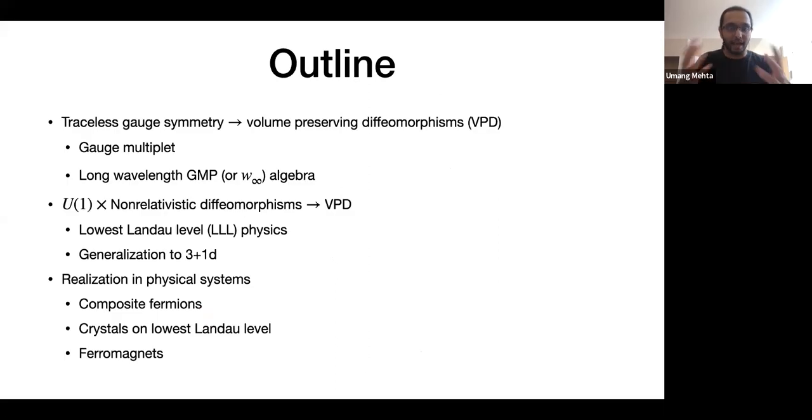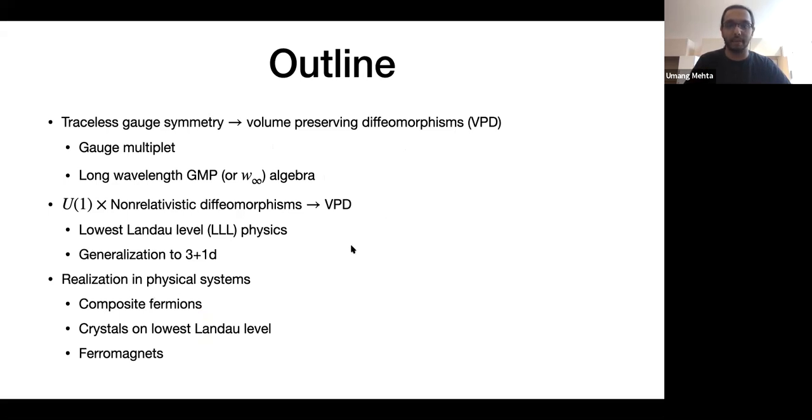Okay, so now that I have the setup, the background necessary for the talk, here's the outline. I'll start by first describing a bottom-up procedure to upgrade this traceless gauge symmetry to volume-preserving diffeomorphisms. I'll introduce a gauge multiplet for volume-preserving diffeomorphisms in particular, and show how in specific situations, the long wavelength GMP algebra, also known as the little w infinity algebra, can be obtained.